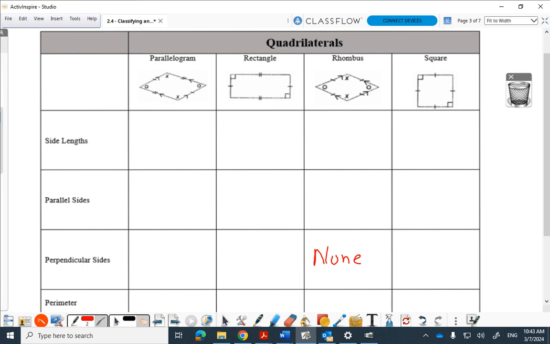Who else is going to play Jeopardy today on this board? Josh, what do you got? What, you got an easy one? Easy one, square for side length. Square for side lengths. He's picked off an easy one. Yeah, good. I like it. What's the relationship with the side lengths in a square? All the same, yeah. Good.